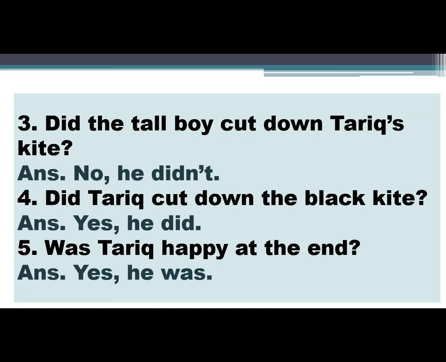In lesson 3, yes, the tall boy cut down Tariq's kite. But in lesson number 6, he didn't cut Tariq's kite. And the answer is, no, he didn't. Sorry. And the fourth question is, did Tariq cut down the black kite? Yes, he did. And the fifth question is, was Tariq happy at the end? Yes, he was. He was happy at the end.